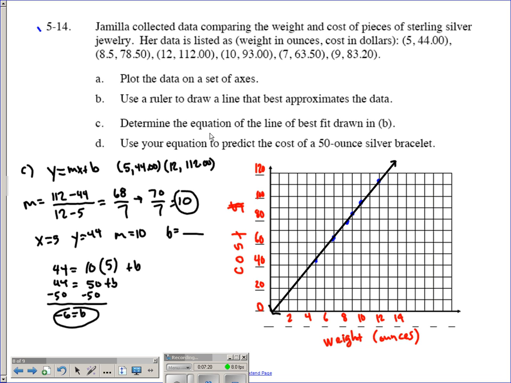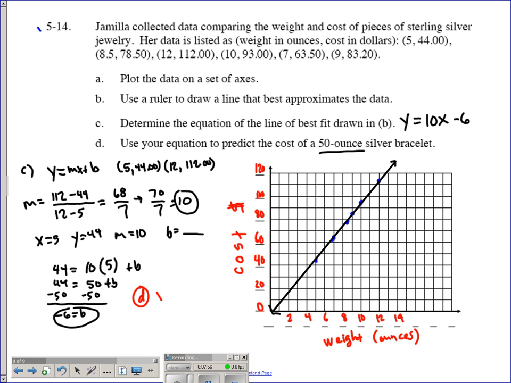We can come up with the equation: y is equal to 10x minus 6. Lastly, use your equation to predict the cost of a 50-ounce silver bracelet. Well, 50 ounces, that's going to make our input 50. So let's see what happens. Let's do this one right down here. We got a little bit of room left. This is letter D. We want to know the cost of a 50-ounce silver bracelet.